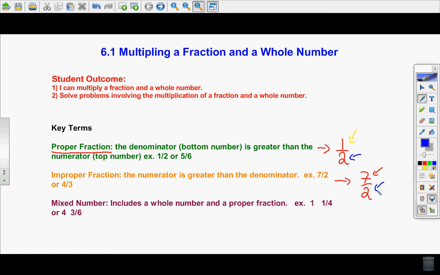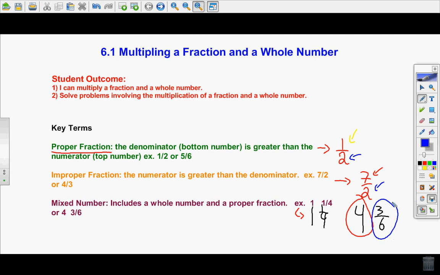And the last one, mixed number. This includes a whole number and a proper fraction. I tried to write as best I could on a keyboard, but I'm just going to draw it better for you down here. So what you'll see is something like this: 1, which is our whole number, and 1/4. Or even 4, there's our whole number, and 3 over 6. So there we've got our whole number, which is 4, and a proper fraction, which means that the denominator is bigger than the numerator.